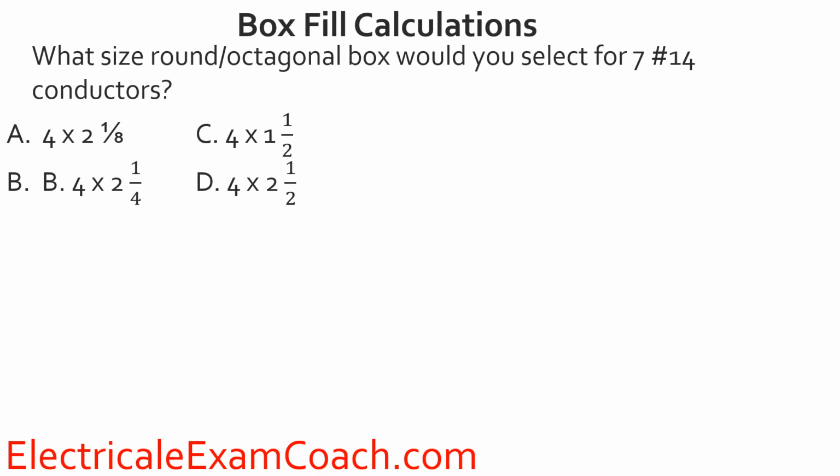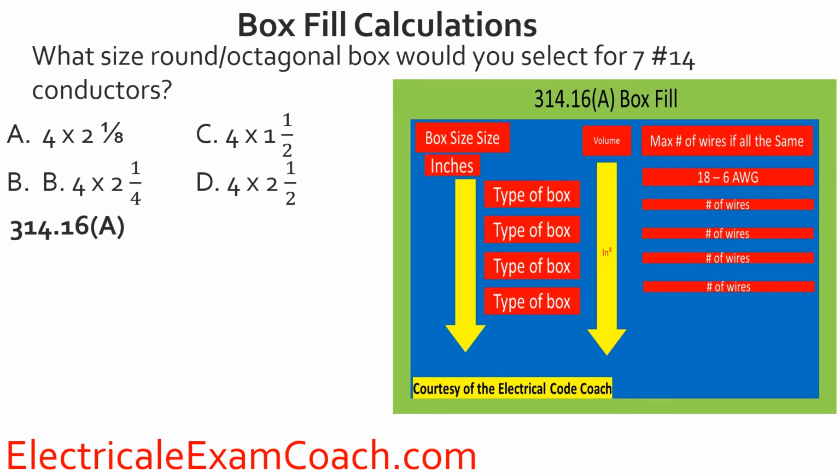What size round octagonal box would you select for 7 14-gauge conductors? We're going to head to table 314.16(A). We're going to start here on the right-hand side and find our gauge wire. Then we're going to come down and find a box that fits it, and be sure when we cross over that we stay in the right category of box, and we're going to select C.